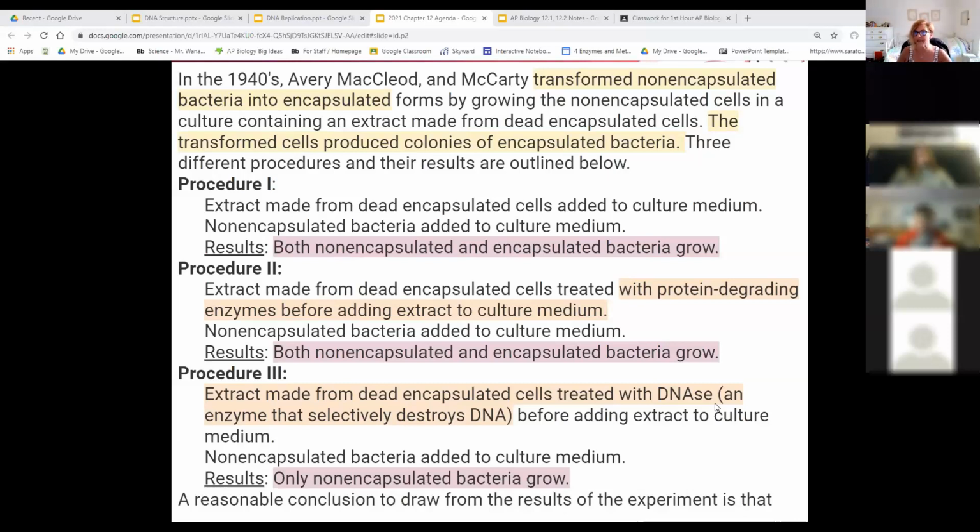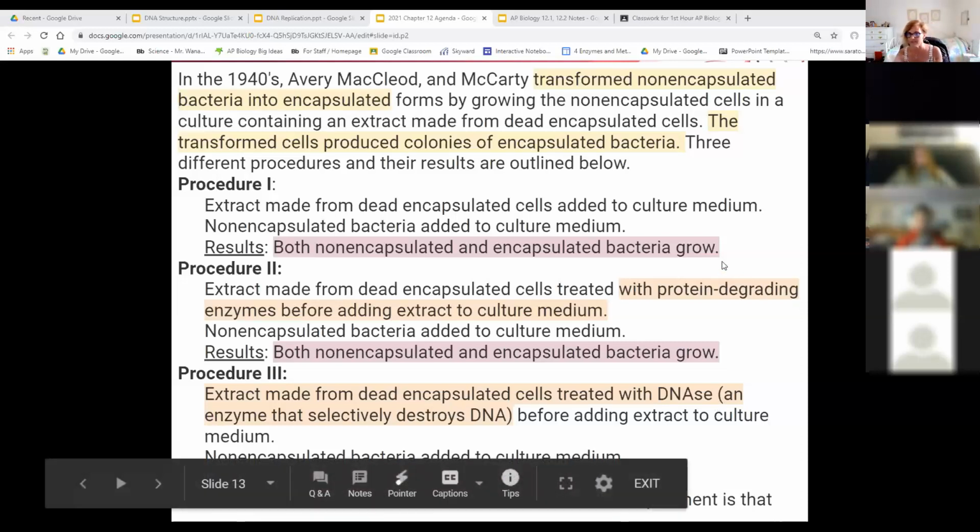Procedure 2 had the same result as procedure 1. So the independent variable made no change. What was the independent variable? Protein degrading enzymes. Yes. Okay. And then procedure 3, this time the independent variable was the DNA enzyme, and we saw transformation occur. When I compared it to the control, it was different, right? So that independent variable made an effect.